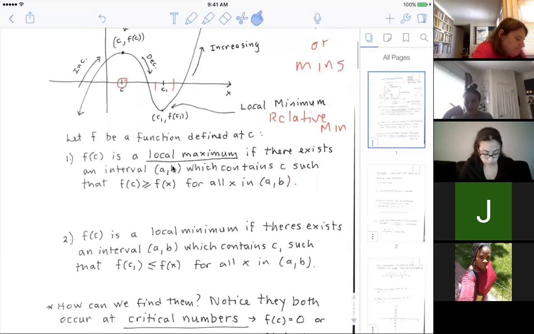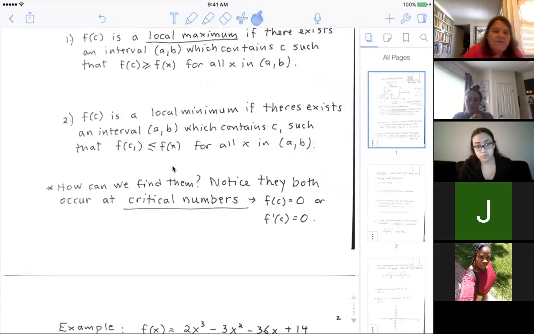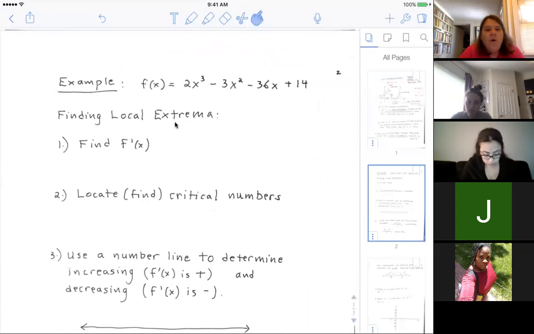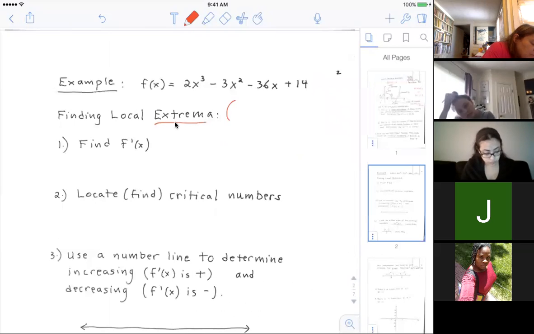Let's see what I got. So we want to know how we can find these relative maxes and relative mins. It's really easy. We already know how to do it. To find the local extrema, now guys, again, the word extrema just includes local maxes and local mins. They are both extreme points. One's an extremely high point and one's an extremely low point. So local max and min. When they say extrema, they're including both of them.